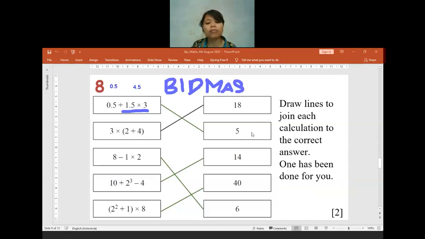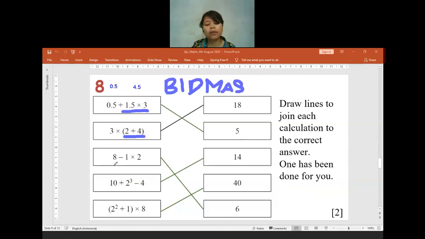And then for the second box, it's already the example. We have to finish the bracket first. So we finish 2 plus 4. 2 plus 4 is equals to 6. 6 times 3 equals 18.